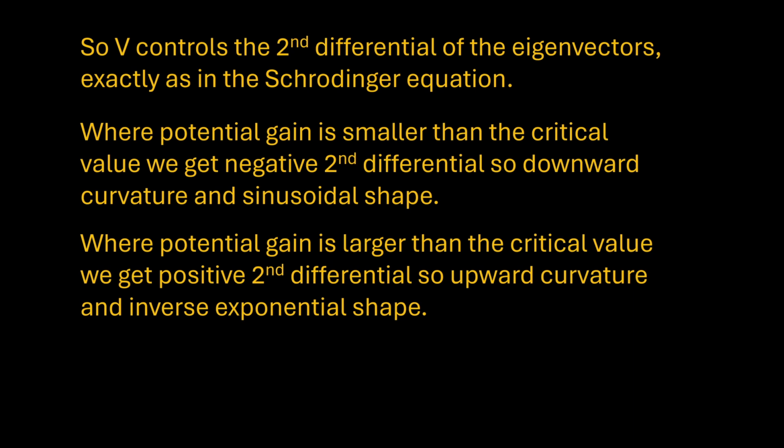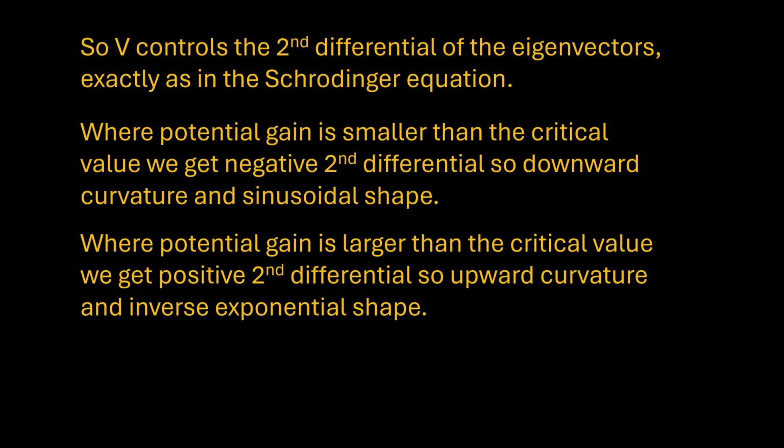Where potential gain is smaller than the critical value, we get negative second differential, and so psi has a downward curvature. This leads to a sinusoidal shape, which is what we find at the centre of the simple harmonic oscillator solutions. Where potential gain is larger than the critical value, we get a positive second differential, so an upward curvature.